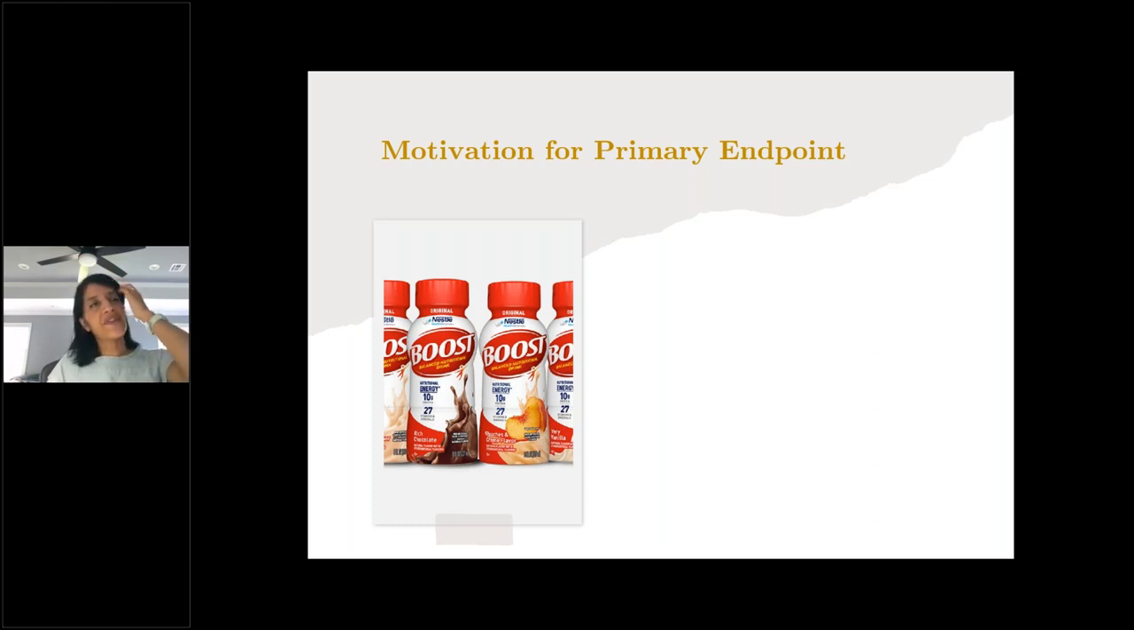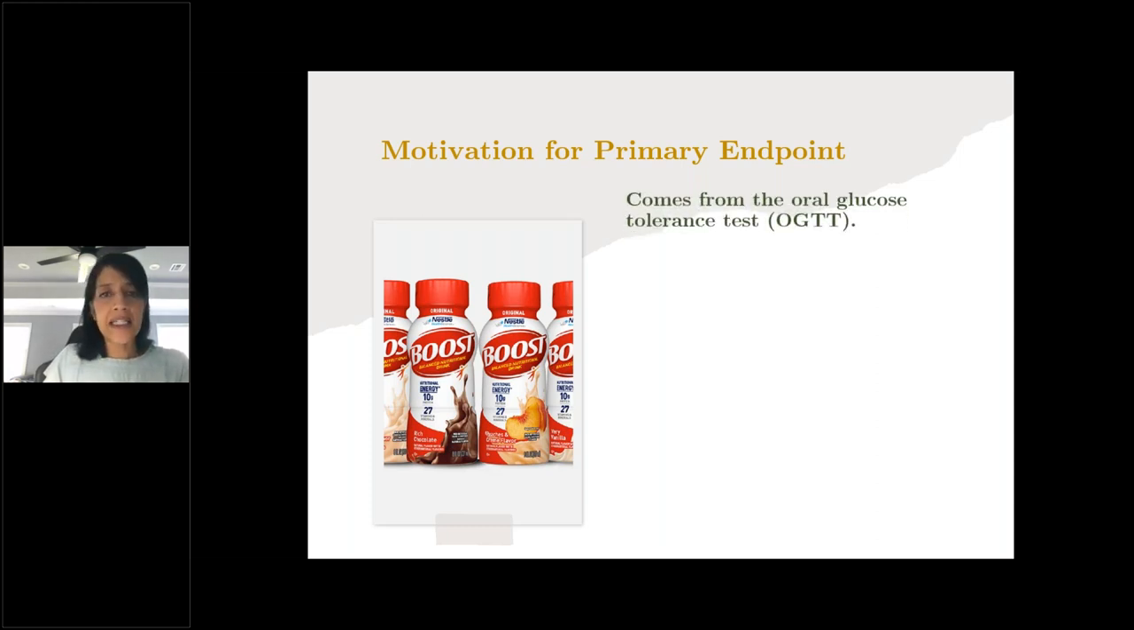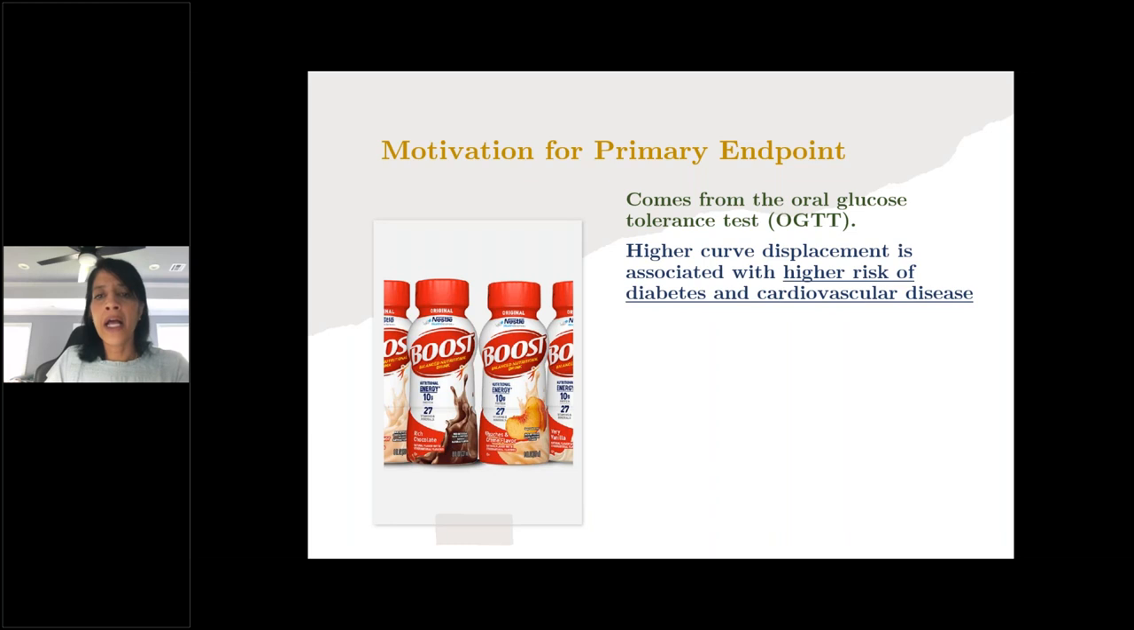So these came from glucose tolerance tests. If you've had one, if you've been pregnant before, you've had one of these, they give you this awful drink. It's a really sweet drink, and then they measure your blood after you take it. But you don't have to give just a glucose drink. You could give something like Boost. So the idea for giving something different than just a glucose drink started from the oral glucose tolerance test, which is the yucky sugary drink that you drink. Not that Boost is any better.